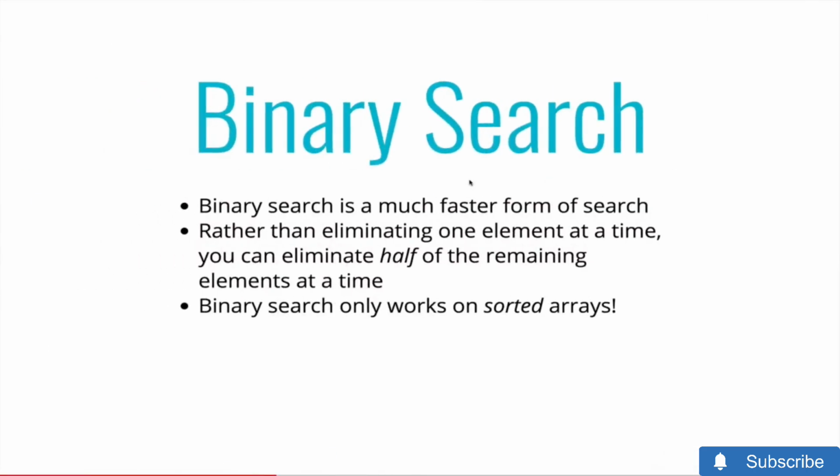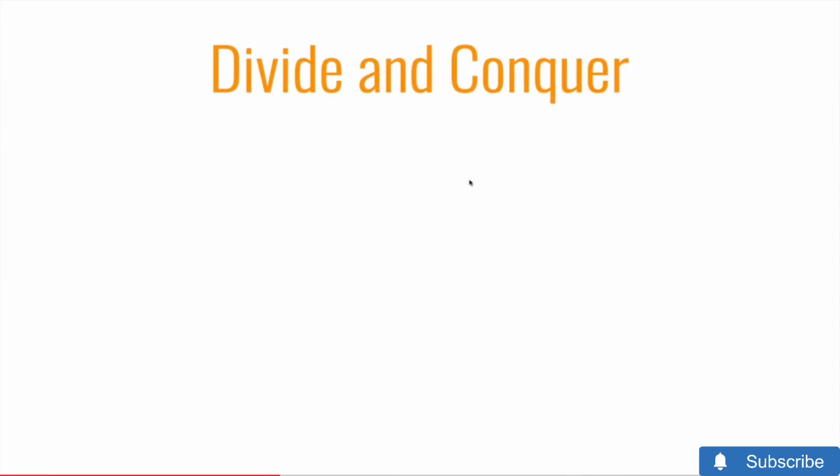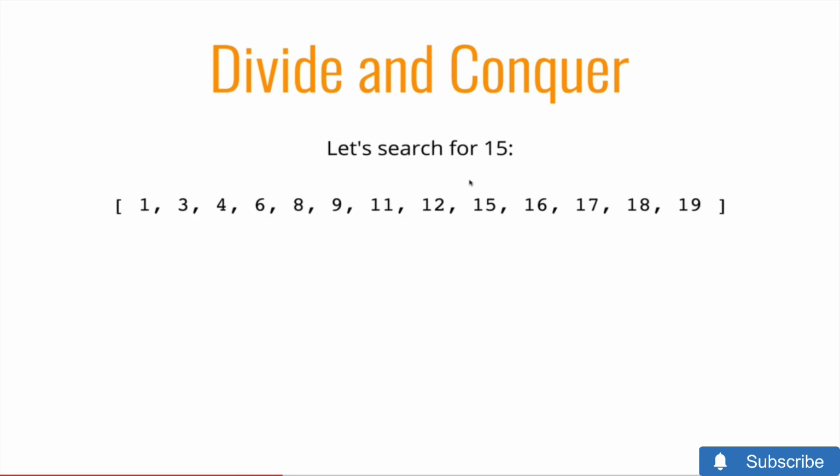So let's get down to the details of the implementation. The idea is dividing and conquering. We split up the array into 2 pieces. We pick a pivot point in the middle usually, and we check the left side and the right side and see, based off of what we're looking for, which half it will be in. So let's search for 15 in this list. Remember, it has to be sorted. This doesn't work at all if it's not sorted.